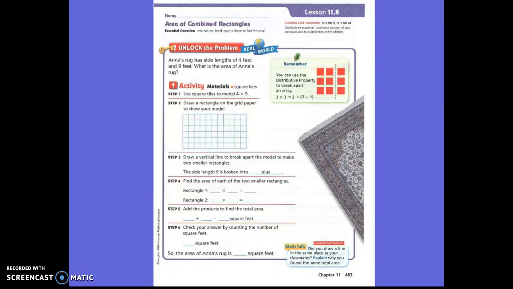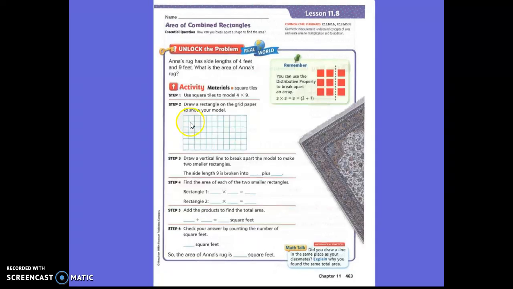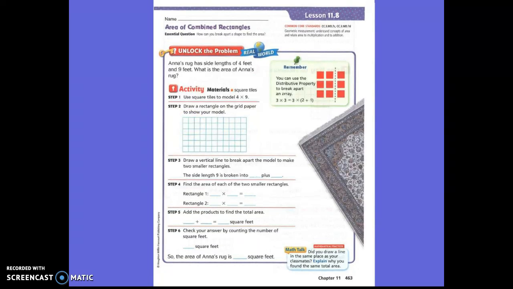When I think of side lengths, I think of length, right? So I'm going to draw the rectangle on the grid paper to show our model of 4 times 9. I'm going to go down 4. 1, 2, 3, 4. Go down 4 lines.